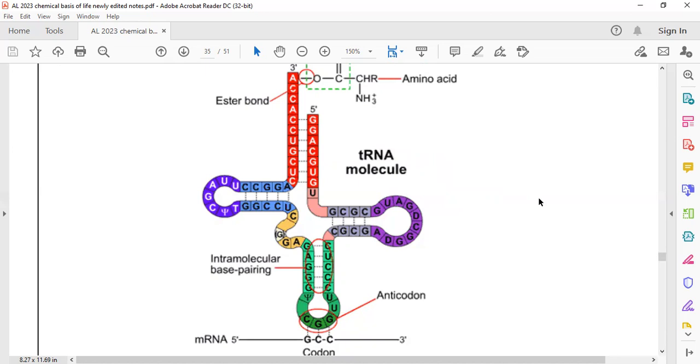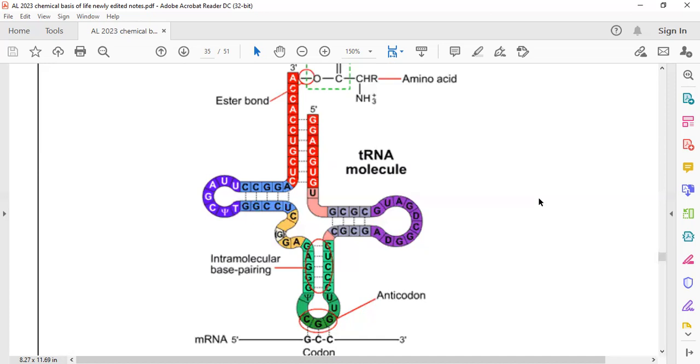Your syllabus explains tRNA transports amino acids. Do you agree with it? tRNA transports amino acids. Yes, of course, tRNA transports amino acids.